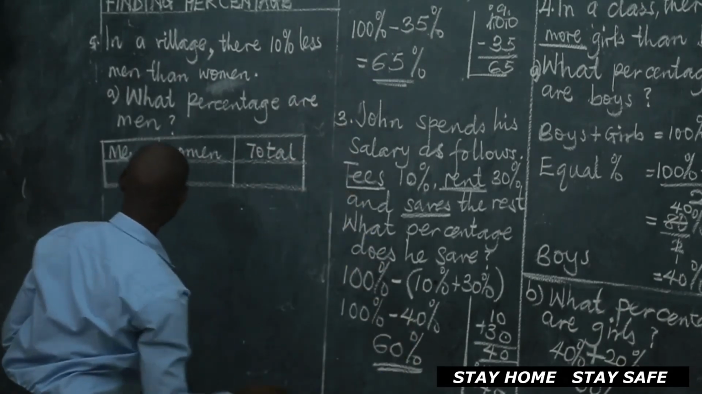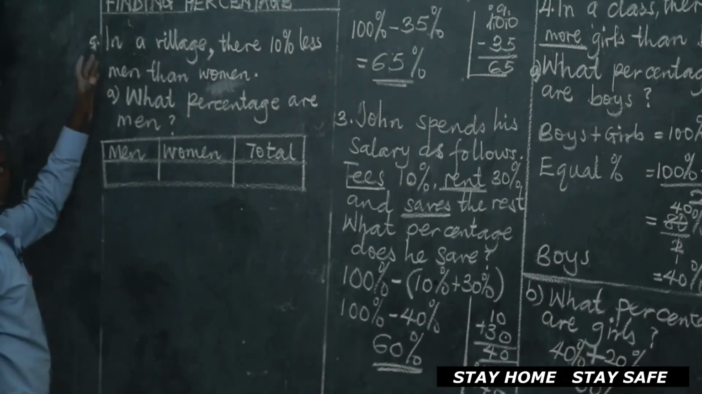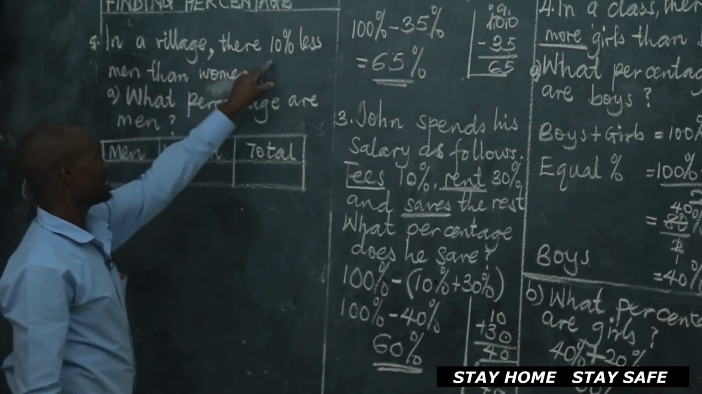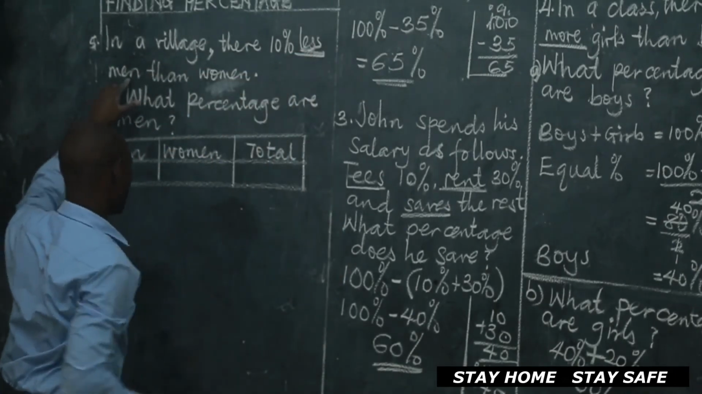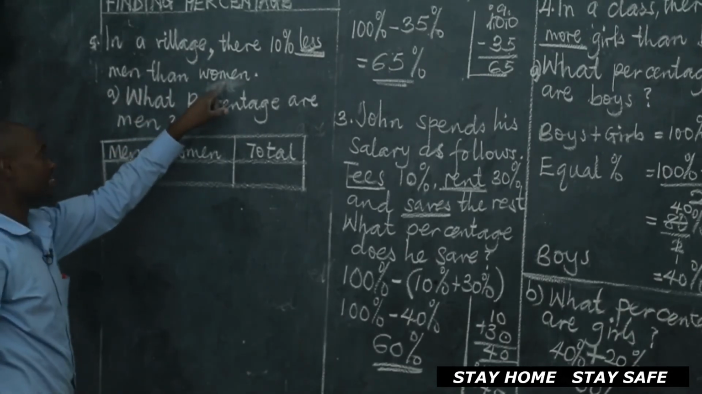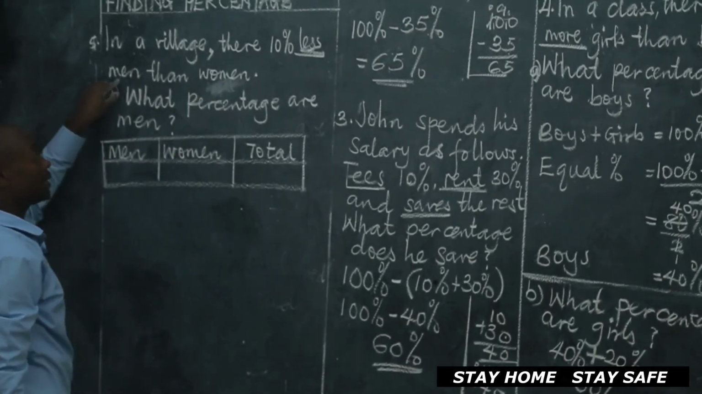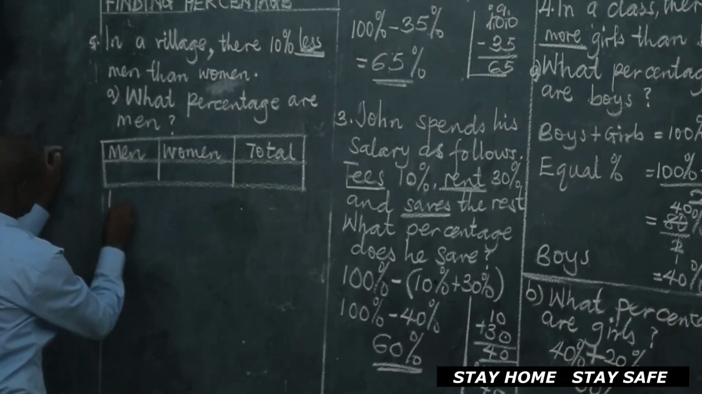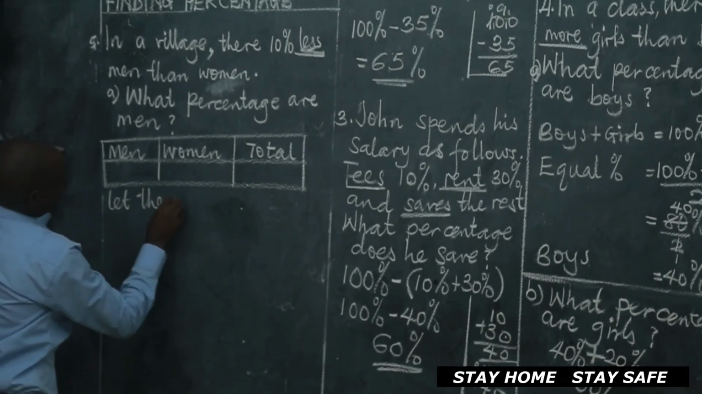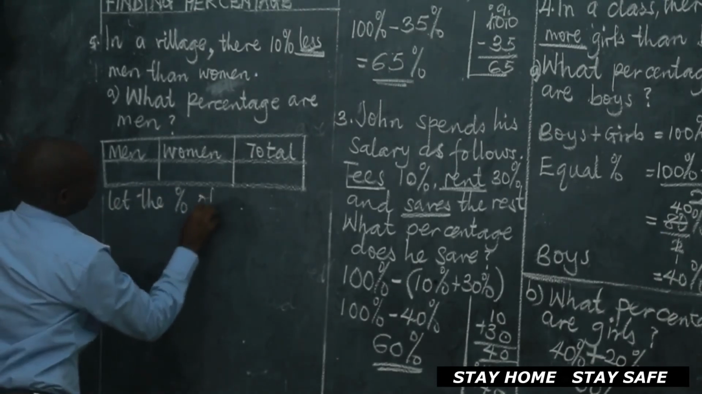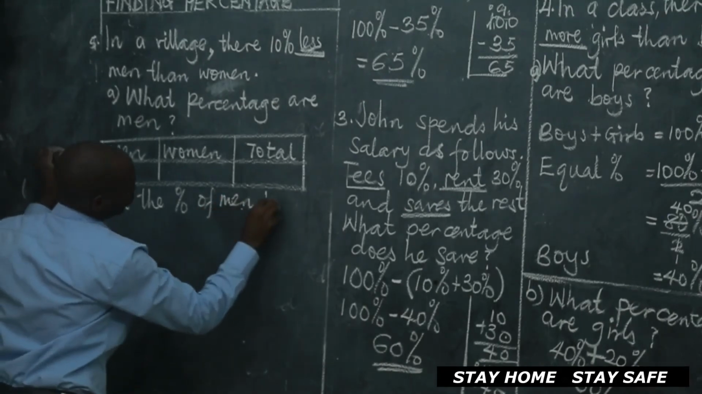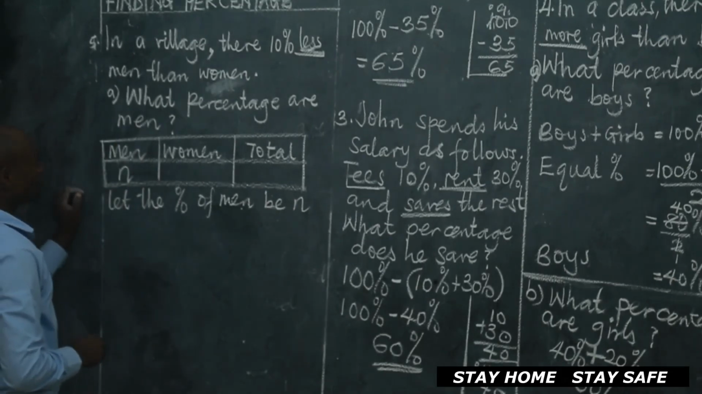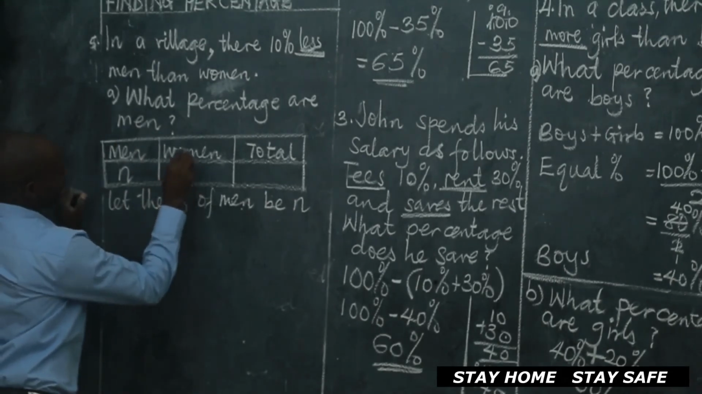Having done this, you need to read the question and interpret. In a village, there are 10% less men than women. So in this case, we don't know the percentage of men. So we are going to say, let the percent of men be N. So the percentage of men is N.